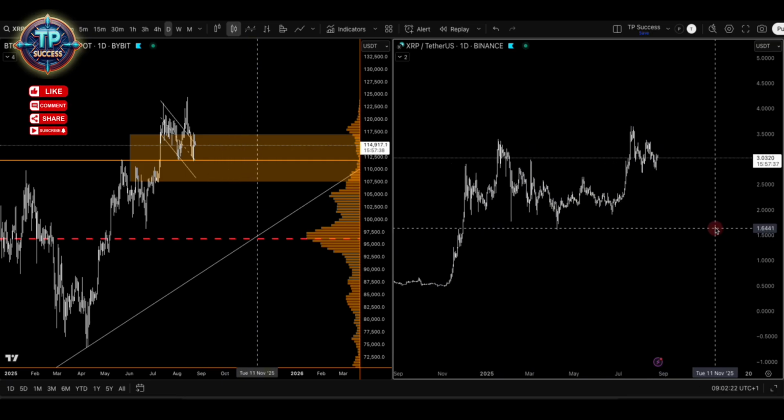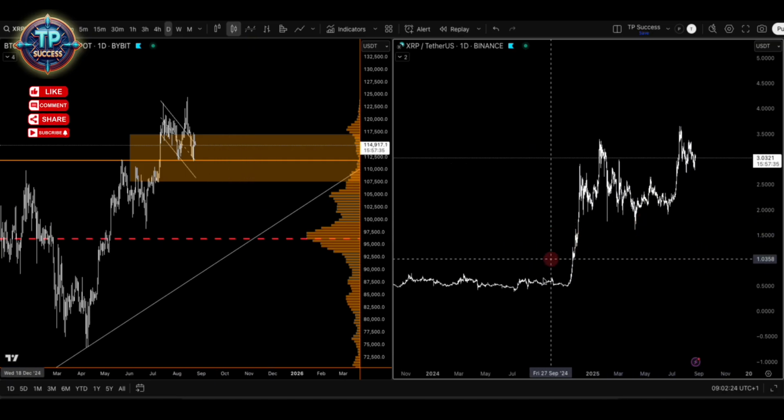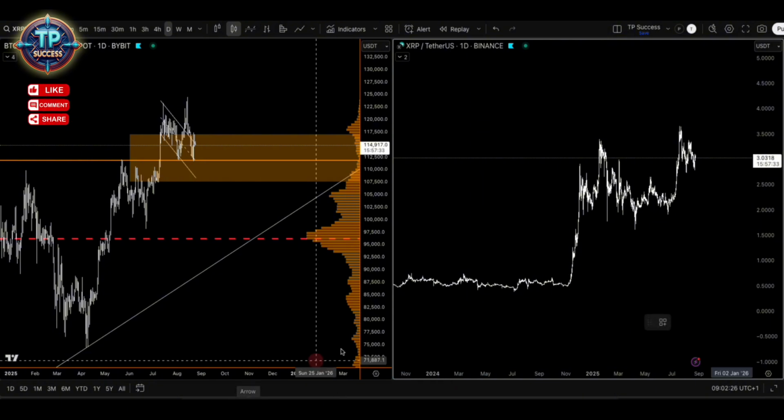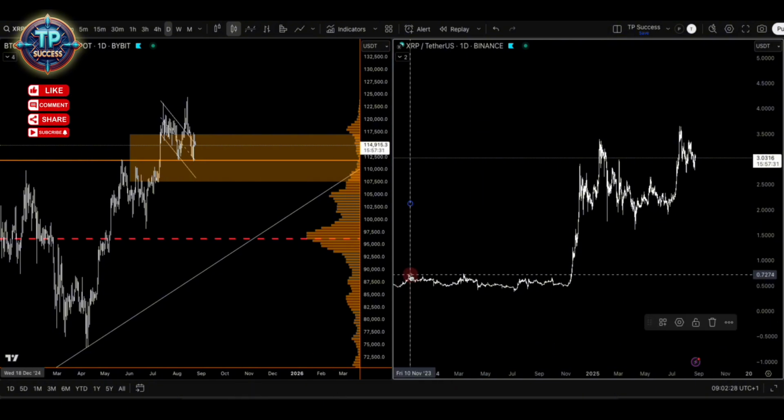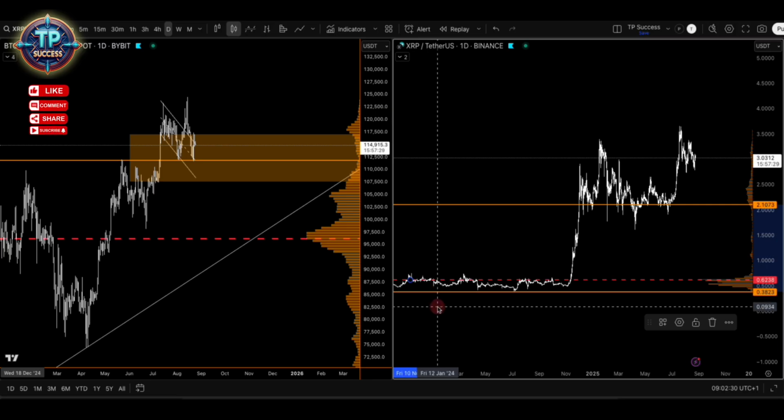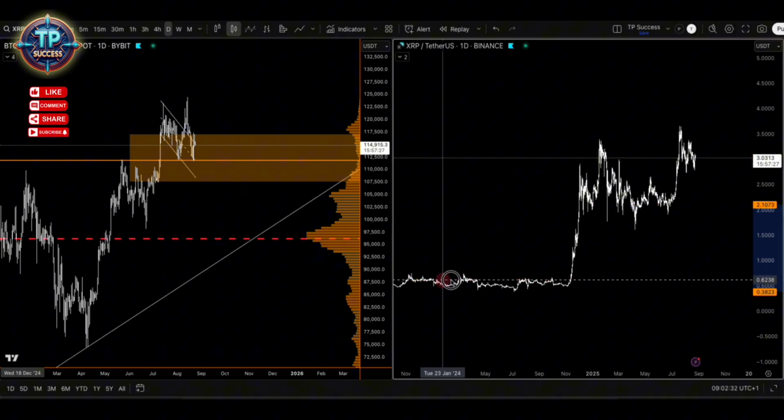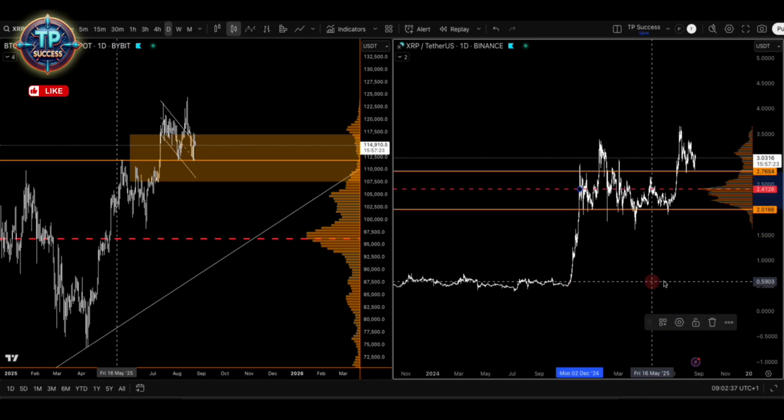And as we can see in regards to XRP, okay, let me just drop the volume profile on there. We're just going to take it all the way back here somewhere. Actually, no, I think that is not a good place to put the volume profile because things have changed a fair bit. Okay, this is more like it.